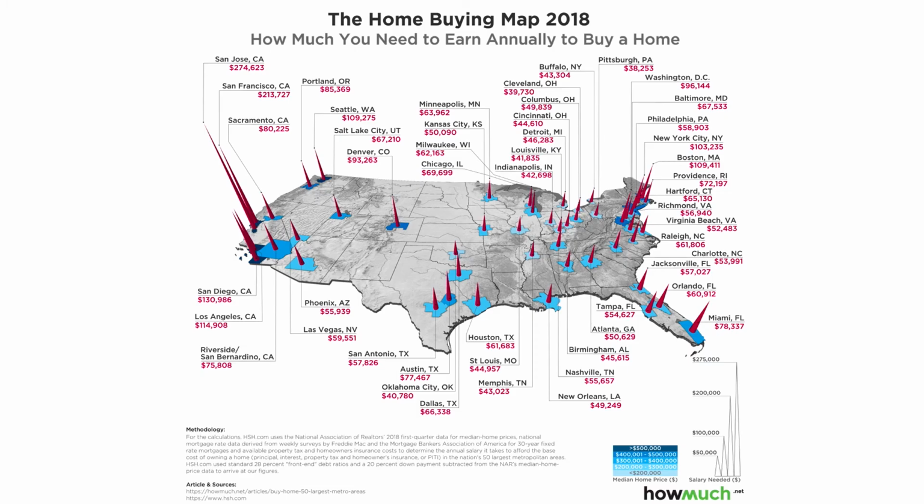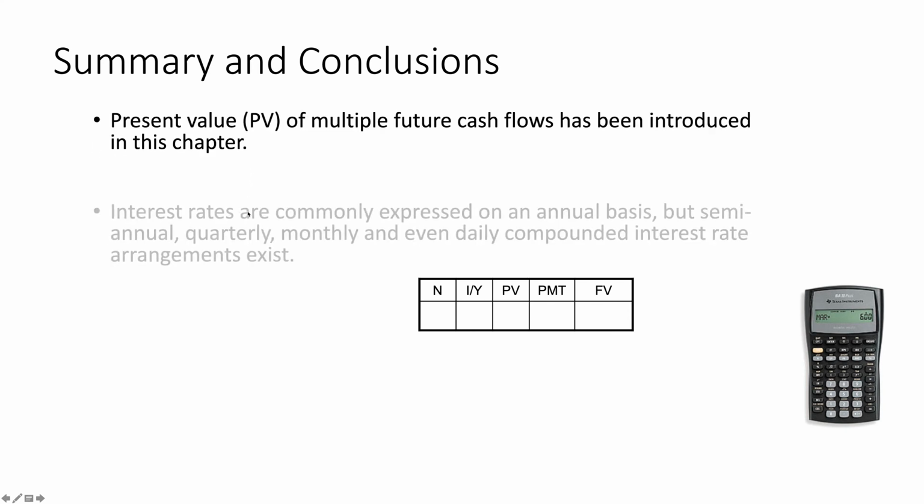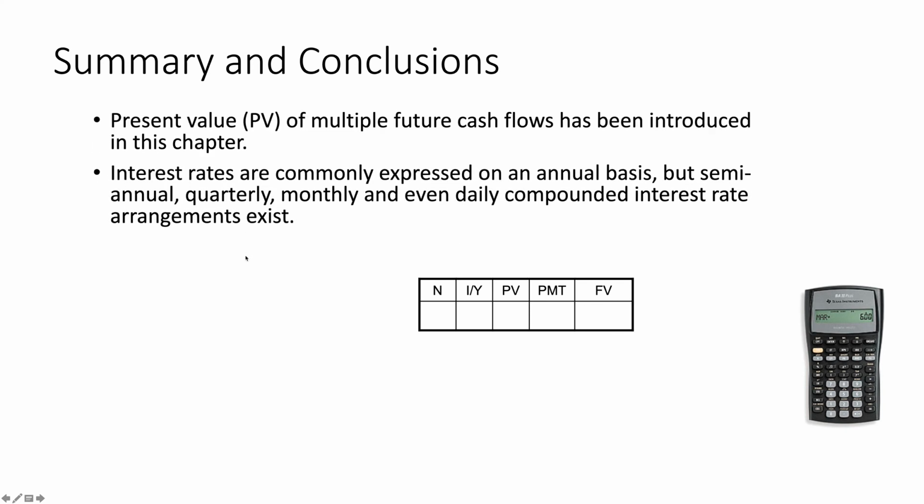Right. Now here is a summary. Today we showed you the present value of multiple future cash flows. You can do it longhand, calculating the present value one by one, or you can use the CF key, the cash flow key, to register the cash flows one by one.